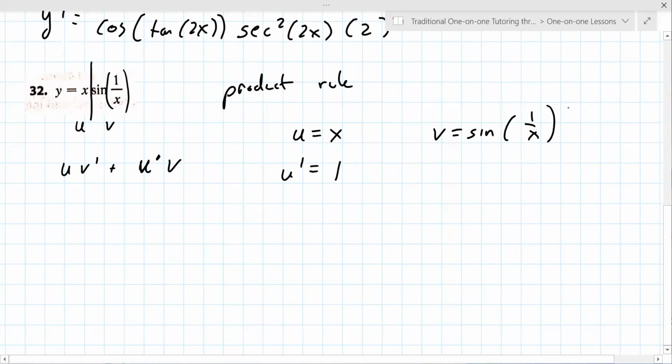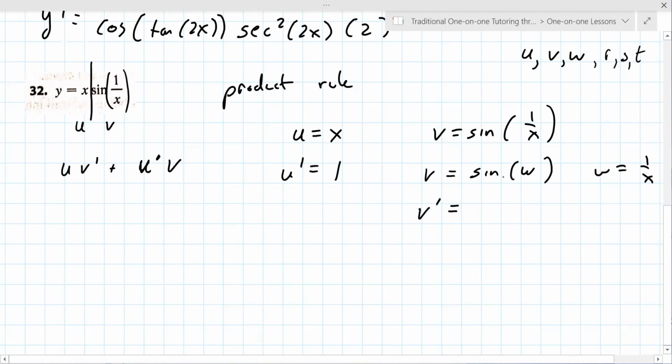This is what has a chain rule component to it. So v is going to be the sine of w. Generally in math, your progressions are u, v, and w for substitutions, and then you might go to r, s, t if you had to get really deep into these things. But w is 1 over x in this case. So your v prime, the derivative of sine, is cosine of w times w prime. And now you need w prime over here, and that's power rule, right?